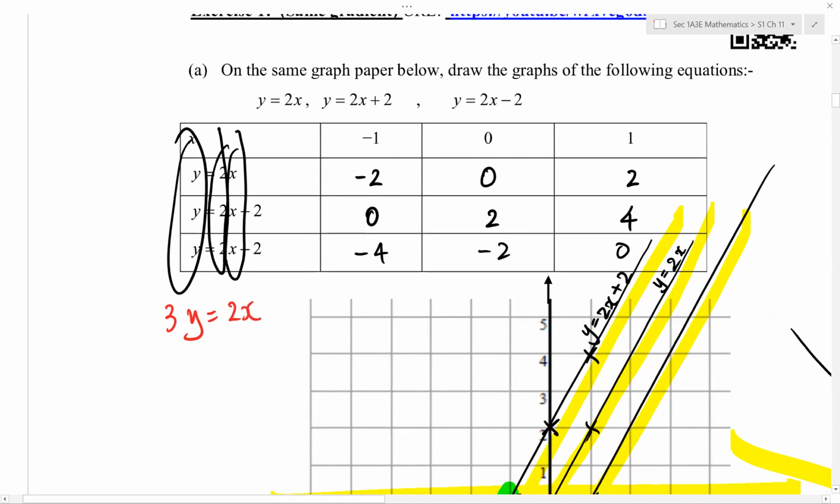Will I get the same steepness? You can go and plot and see whether you get the same steepness or not. But plotting takes a lot of time, right? Let's use a software.